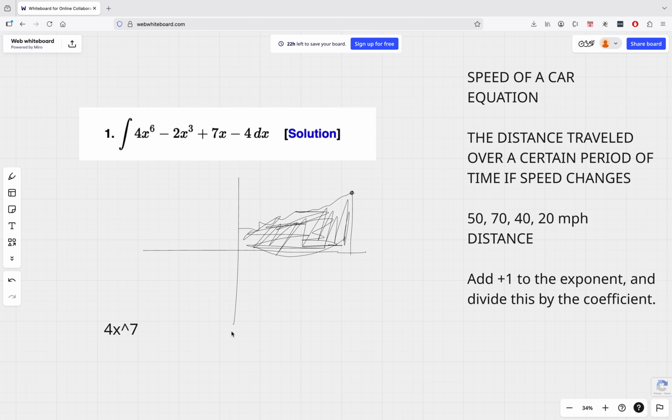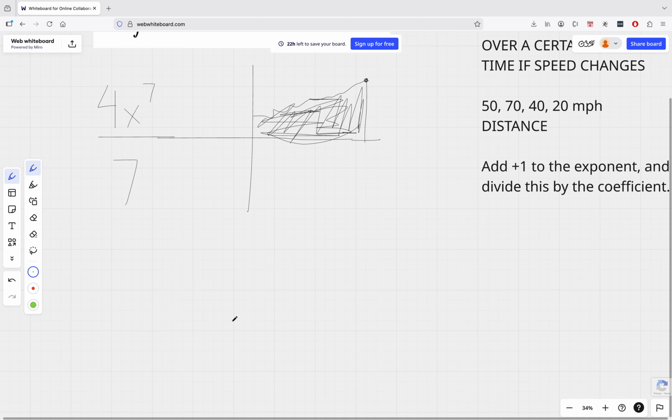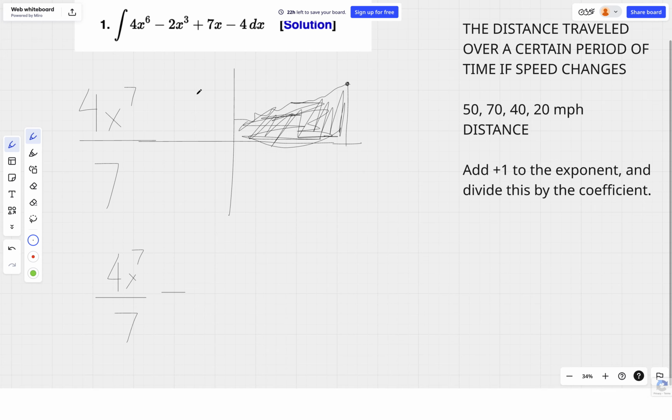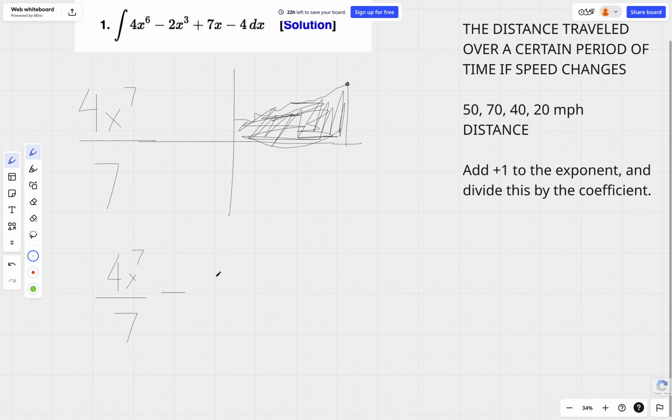Oh, I should write this out. This is going to be annoying. It'll just be 4x to the 7 divided by 7 for the first term, because we add 1 to 6 and so forth. So that's our first term, minus, add 1 to the 3, we get 2x to the power of 4, and we divide by 4, plus 7x squared divided by 2, because we take x to the power of 1 plus 1, which is 2.